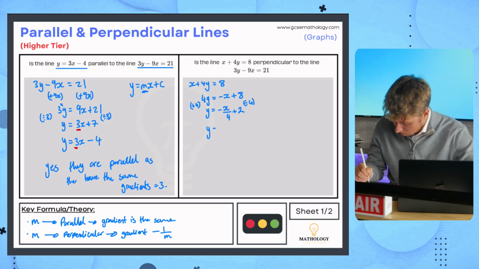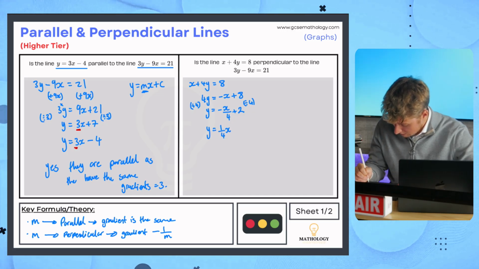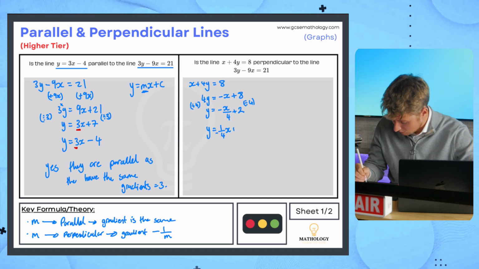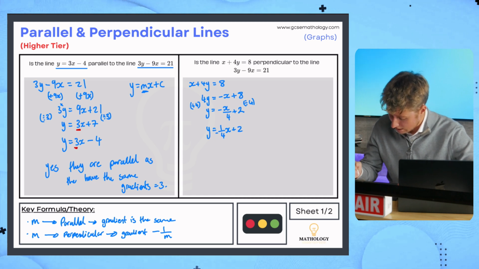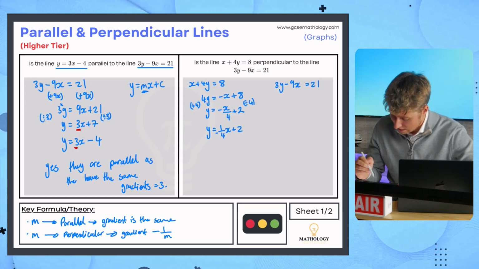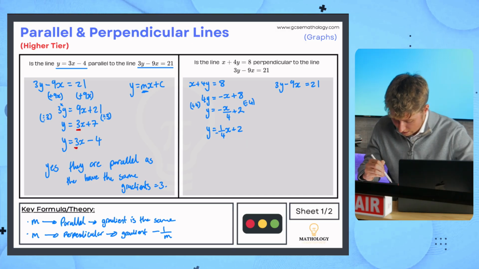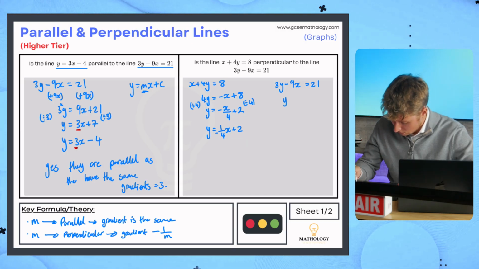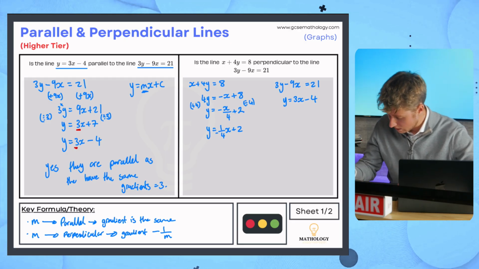So this is y equals negative a quarter x plus 2. And for this second line, we've got 3y minus 9x equals 21. So this line is exactly the same as the line in the previous question. So it is y equals 3x minus 4. We rearranged that in question 1.